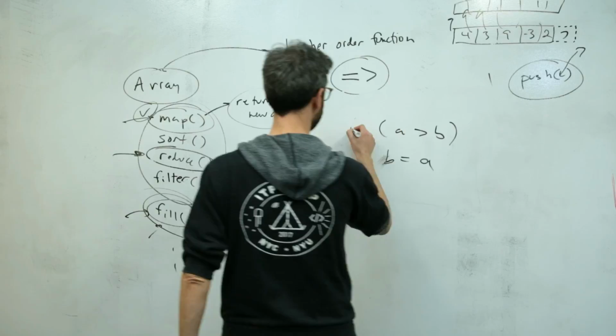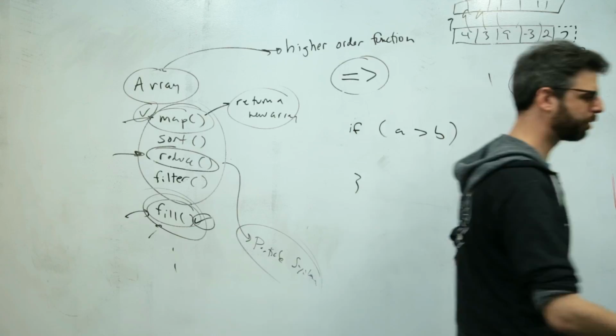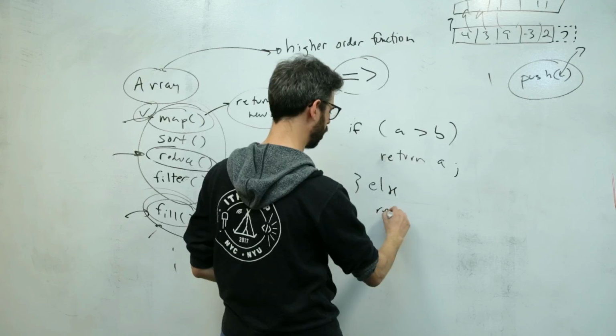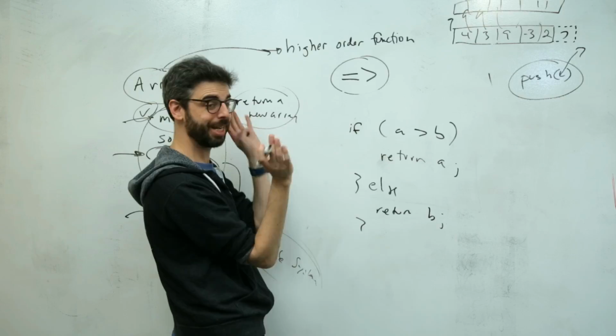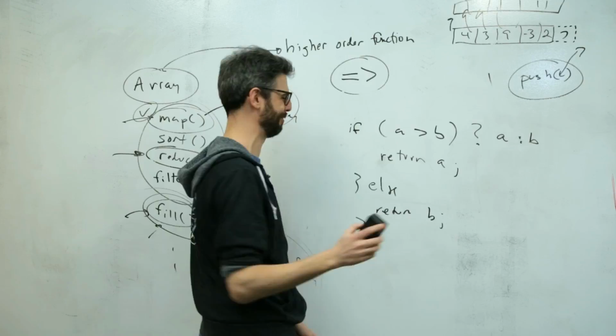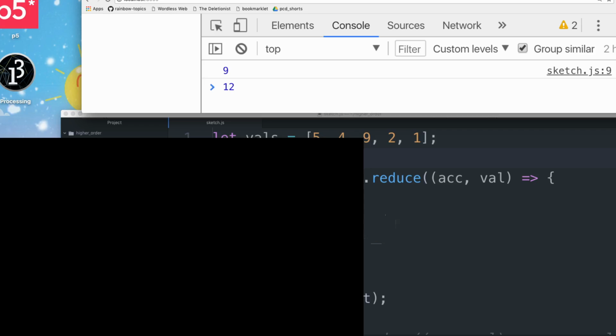So this is an if statement. If A is greater than B, B equals A. But I could also think of this as if A is greater than B, I might say return A, because if A is greater than B, then A is the new bigger value. Otherwise, return B as the new bigger value. So this kind of statement can be written with a ternary operator by saying question mark A colon B. I can get rid of this if and these returns, and I basically evaluate this Boolean expression. If it's true, here we got A. If it's false, here we got B.